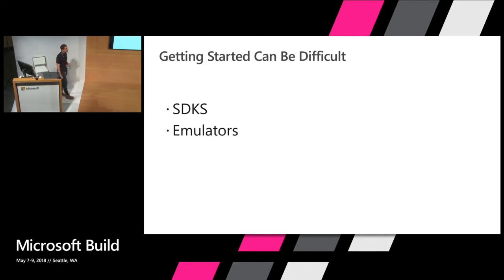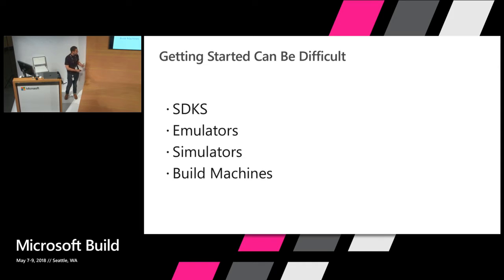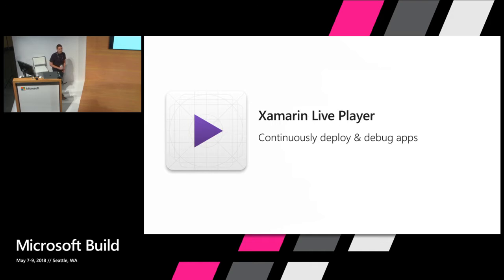Then you have emulators and simulators. There's all sorts of different types. Some are hyper virtualized, some are not. It's like, do I need a Mac? Do I need this thing? How do I actually just get an app onto my device? So that's how we try to solve these problems by coming up with a simple solution that anyone can get started with mobile development with nothing more than their iOS or Android device and an app that you download from the App Store. And that app is the Xamarin Live Player.